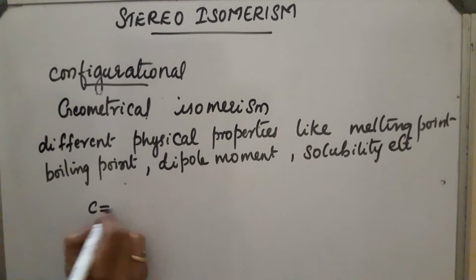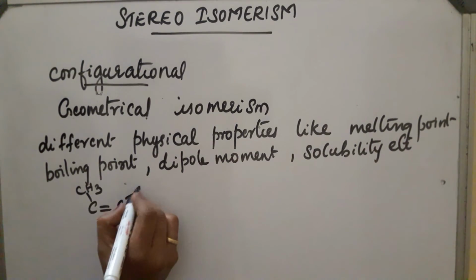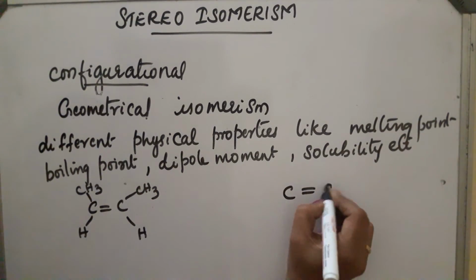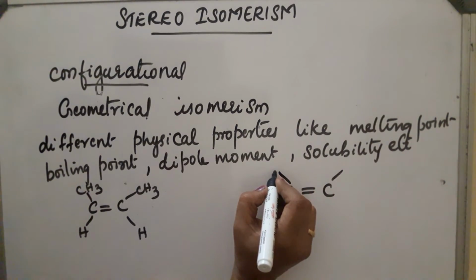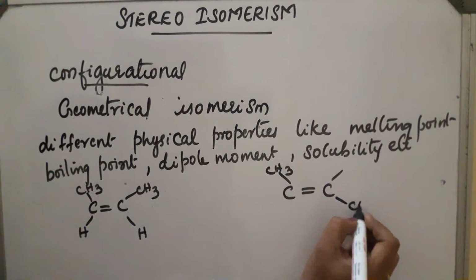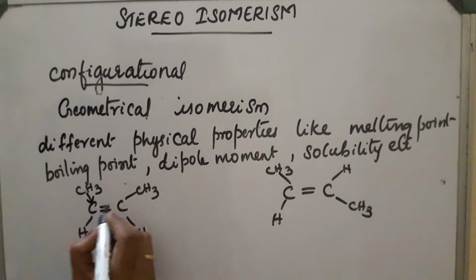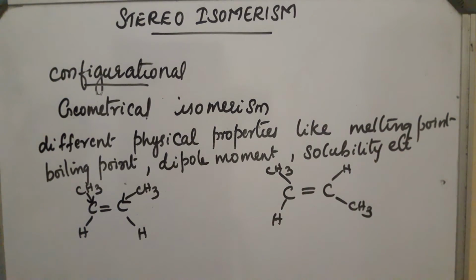See, in the case of cis and trans, CH3, CH3, C double bond C. In the cis case we can see that the dipoles are concentrated towards the center. Both are towards the center, so there will be a maximum dipole moment, mu, of 0.33 D. So the dipole moment will be maximum in the case of the cis isomer.